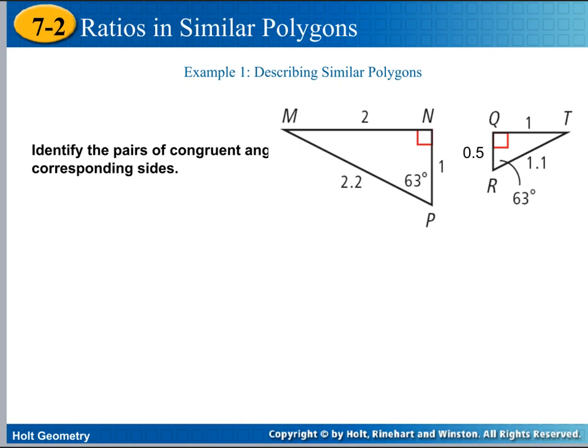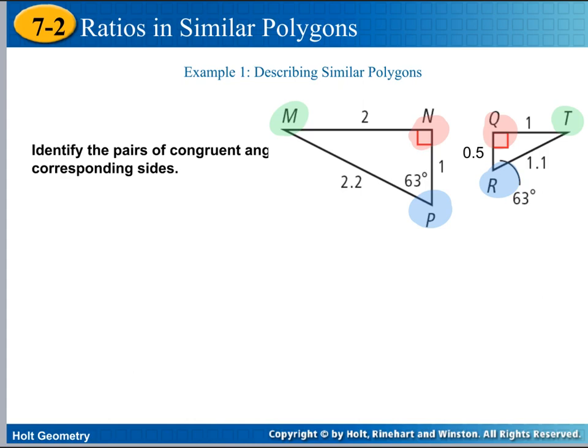So in this first example, we want to identify the pairs of congruent angles and corresponding sides. One handy thing is to use some color to mark the corresponding angles and corresponding sides. N is the right angle, so that's going to match Q. And I can see that this angle 63 is P, that's going to match R, and angle M is going to match T.